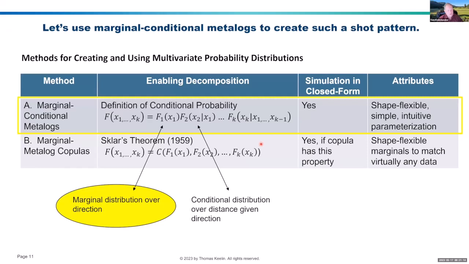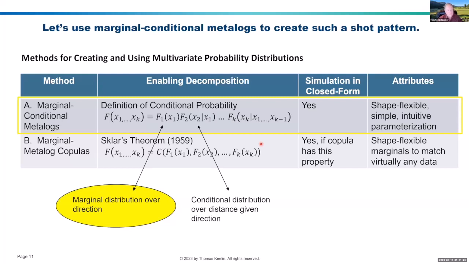Now, let's turn to how we can create a probability distribution over the two variables, distance and direction, that will appropriately capture these kinds of characteristics of shot dispersion patterns. According to the definition of conditional probability, we need a marginal distribution, let's say over direction, and then a conditional distribution over distance given direction, and that will characterize the whole shot dispersion pattern. Let's start with the marginal distribution over direction.